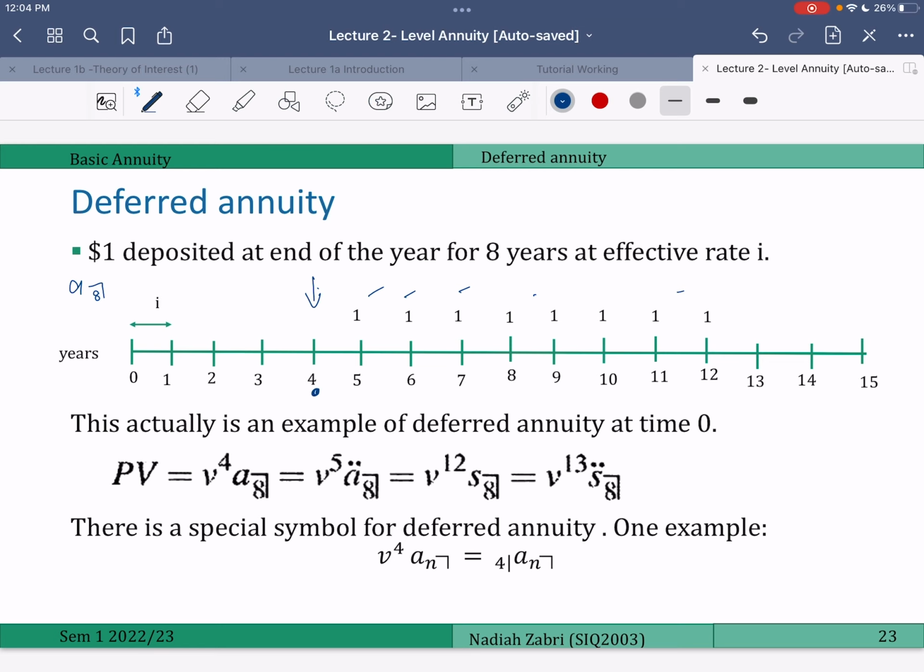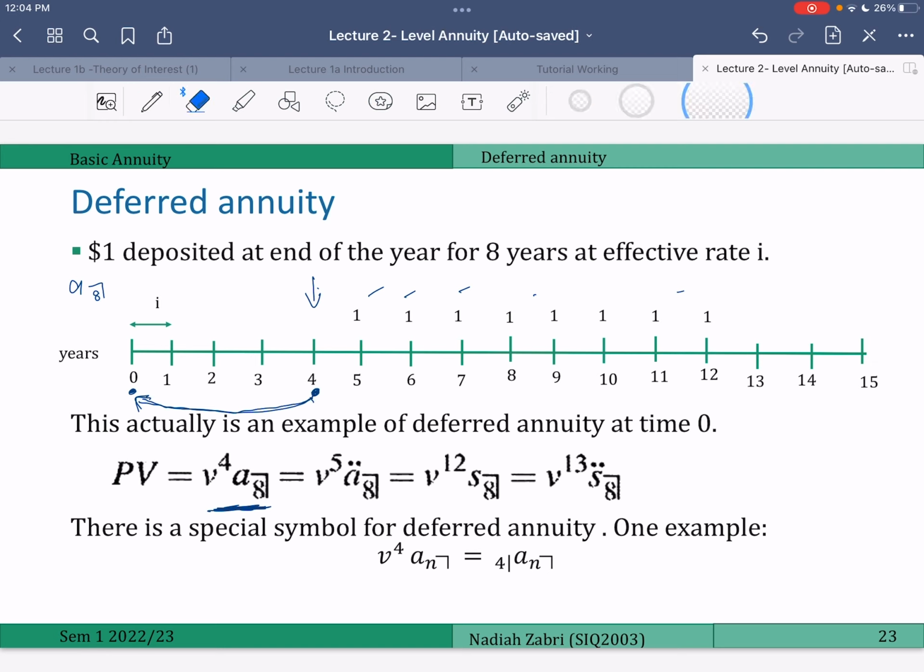But if we want the value of that cash flow at time 0, then this is a deferred annuity immediate, because we need to discount it for another 4 years before we get our present value. So this is an 8 years annuity immediate that is deferred by 4 years. So that is a deferred annuity.